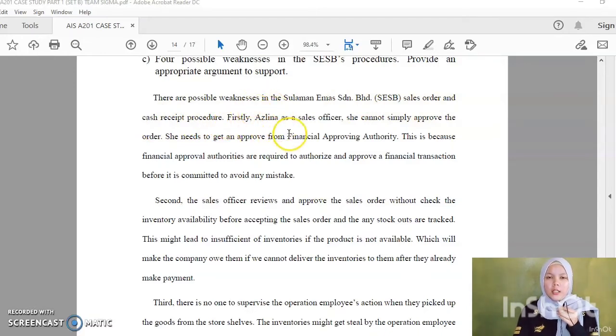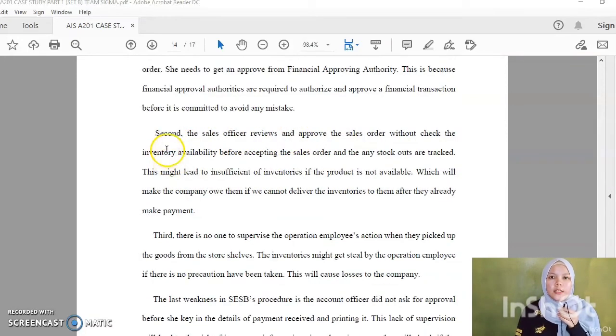First, Azlina as a sales officer cannot simply approve the order. She needs to get approval from the financial approving authorities. This is because financial approving authorities are required to authorize and approve a financial transaction before it is committed, to avoid mistakes.